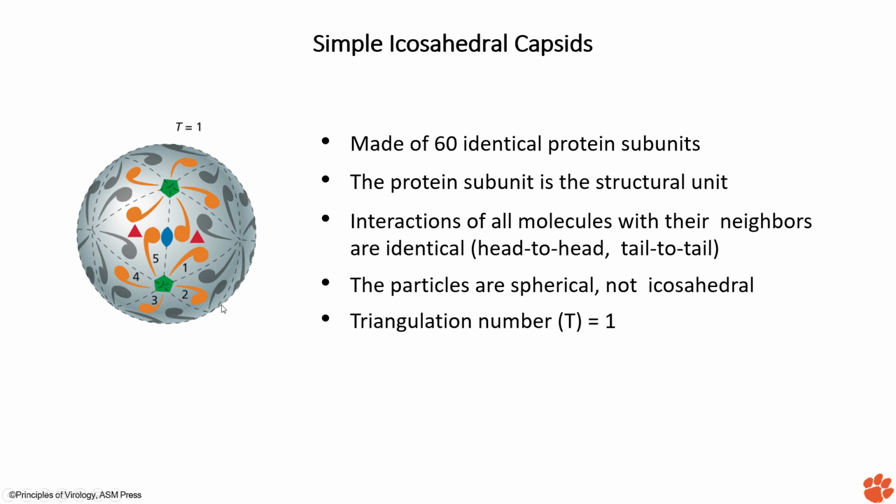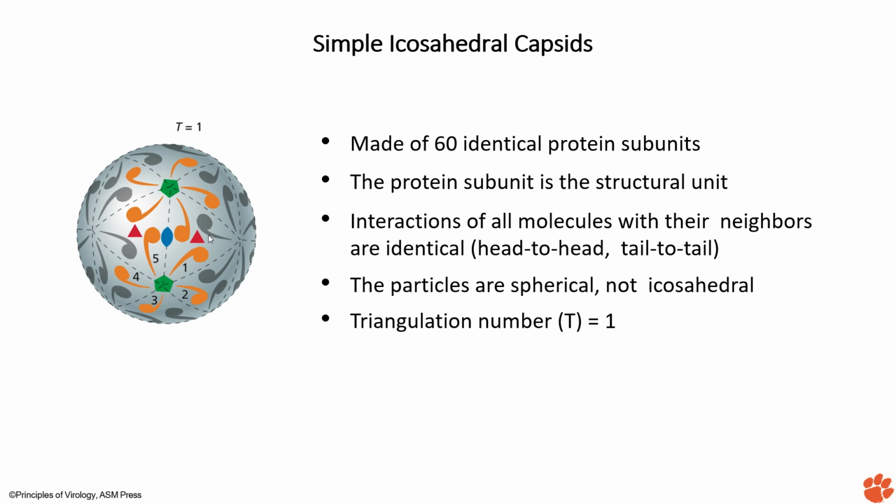So here is a picture. Let's take a look at this right here, where you have a threefold symmetry. You have this structure right here. This is one protein, this is one protein, this is one protein. With fivefold symmetry, you have 1, 2, 3, 4, 5 proteins. Twofold symmetry, 1 and 2. What happens here is that the interactions of the molecules with their neighbors are identical, head to head, tail to tail. That's how the structure is built, and the particles are basically spherical.